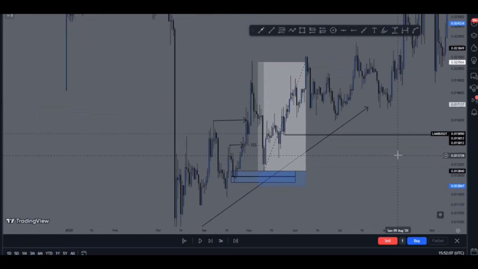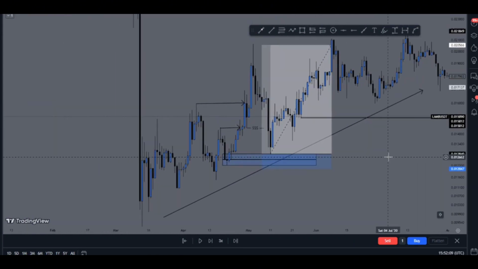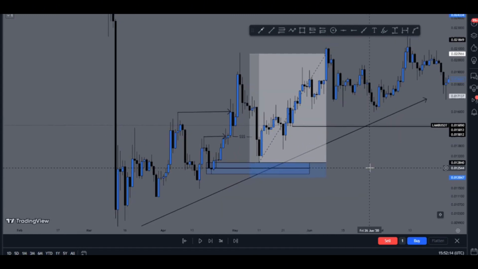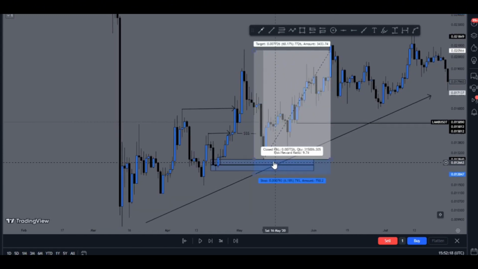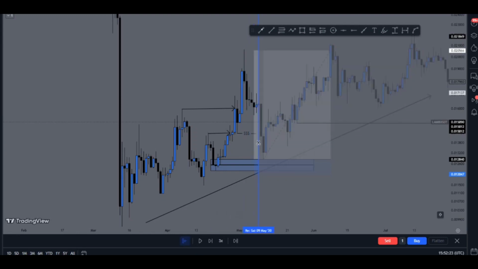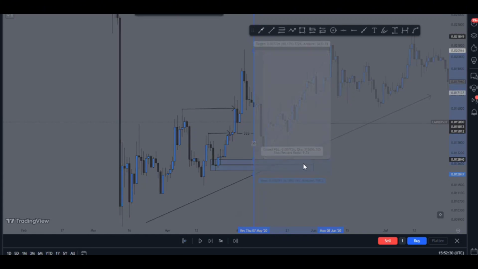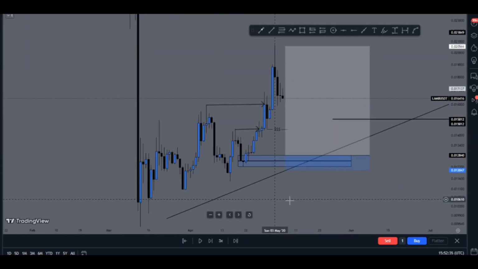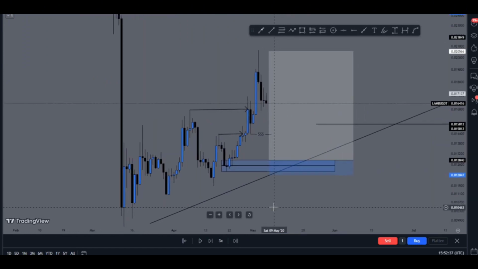And let me do it for you guys for the demand zone. Let me do a replay for you in the demand zone, from here. It will give you more knowledge, and you can also backtest this. It also works very well.